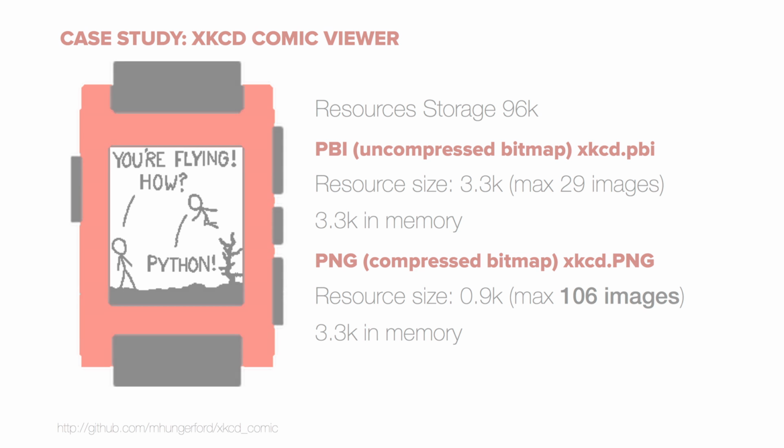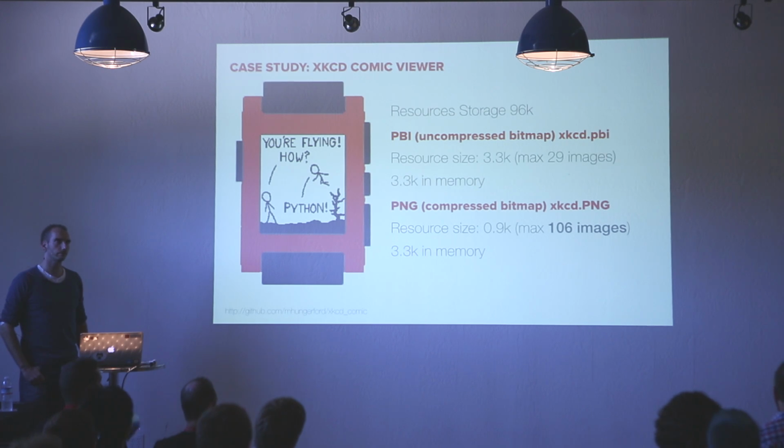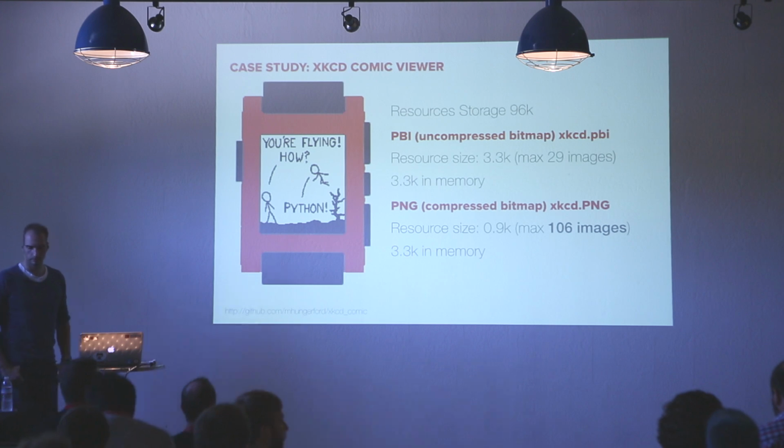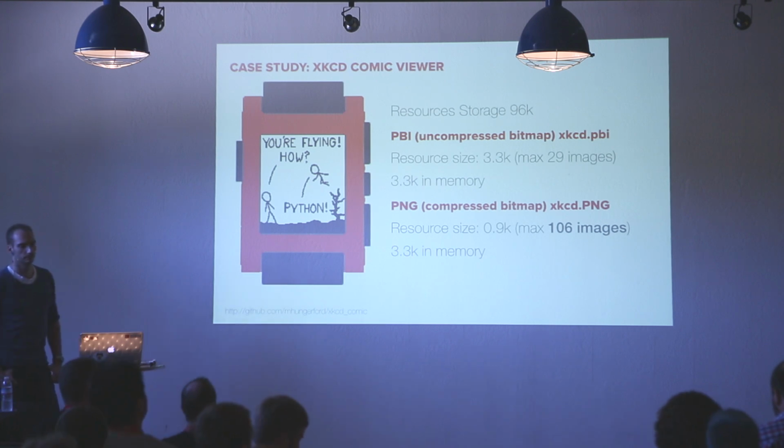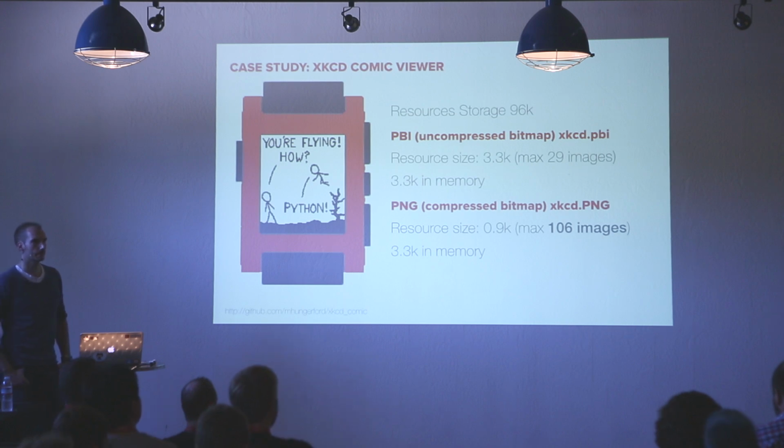While we're rendering these, the system still expects it to be a bitmap that it can blit. So even though in the resource we're only paying 0.9K, in actual memory it's going to be uncompressed for 3.3 kilobytes. So it's going to be the same under the hood while we're rendering it. But in terms of resources, you can store more of them. Or another example is you could send it from the phone to the Pebble about 3 times faster.